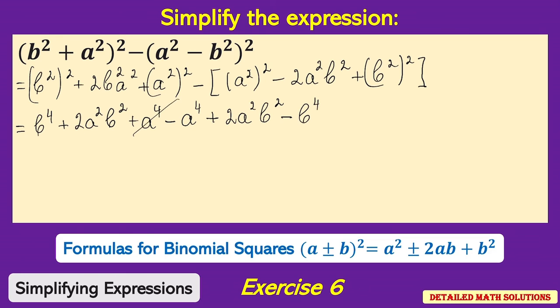Next, I need to add all like terms, and when I do that, I have a to the fourth minus a to the fourth. They cancel out because it's the same term with opposite signs, and the sum equals 0. I also have b to the fourth, negative b to the fourth. They cancel out, and what I have left is 4a squared b squared, which is the final answer for this exercise.